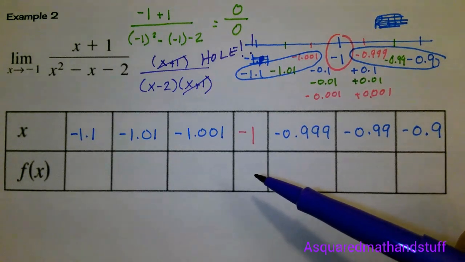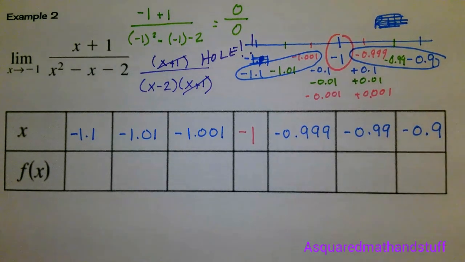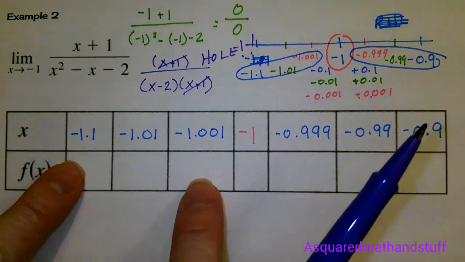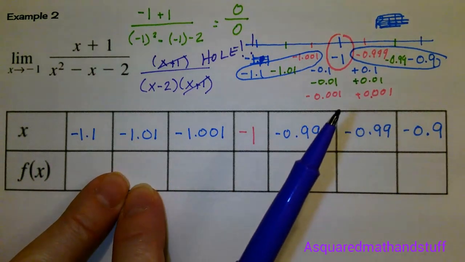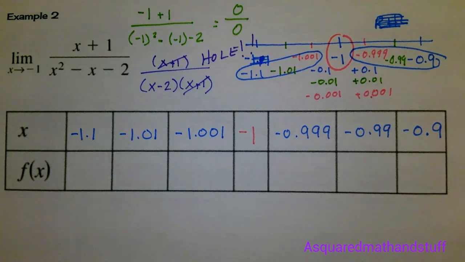But because there's a hole doesn't mean that we can't take some curve and follow it and get really, really close to an x value of -1. So let's figure out what that value is by getting really, really close.